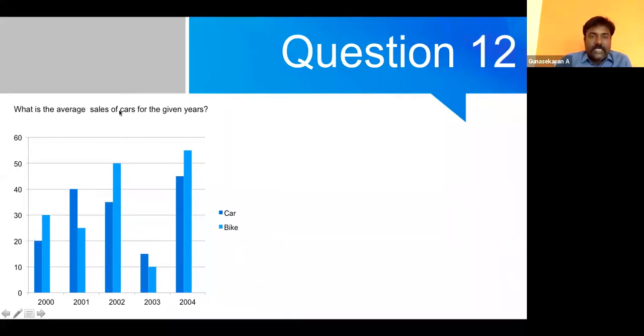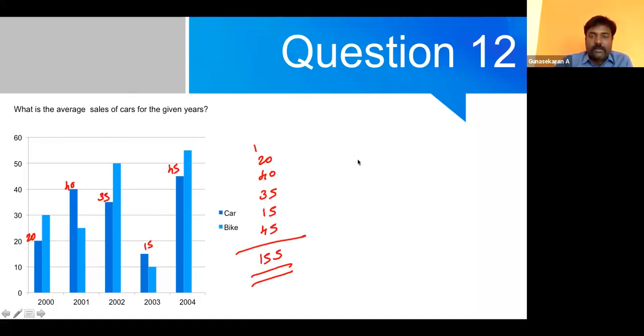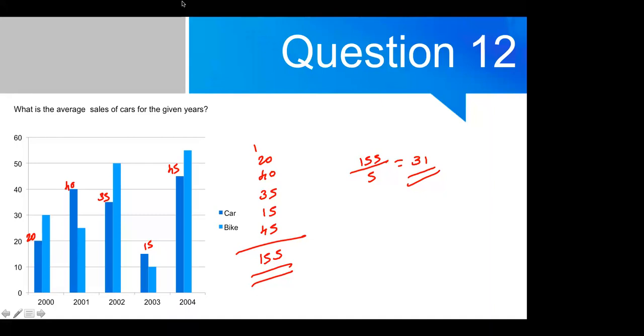The average sales of the car for the given years. So 155 we have done just now, divided by 5. Average sales. Average means we need to divide by the number of values. So by 5.